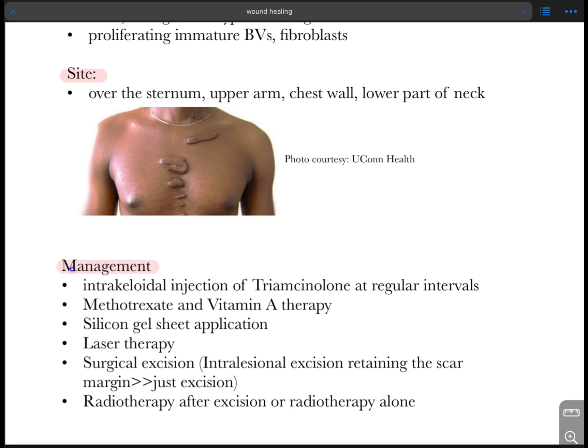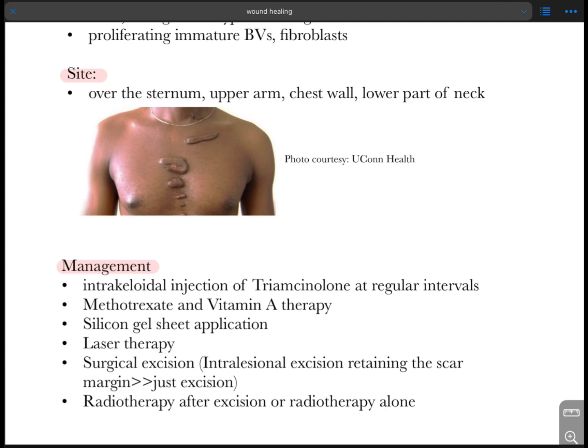And if all of these don't work, then we should go for surgical excision. So intralesional excision, retaining the scar margin, is better than just excising. Just excising the keloid may lead to a high recurrence rate. So we prefer intralesional excision, retaining the scar margins. Radiotherapy after excision can be done, or just radiotherapy alone can also be done. In radiotherapy, we usually go for external beam radiotherapy or brachytherapy. And after excision, if the defect left is quite large, then we need to go for skin grafting as well.